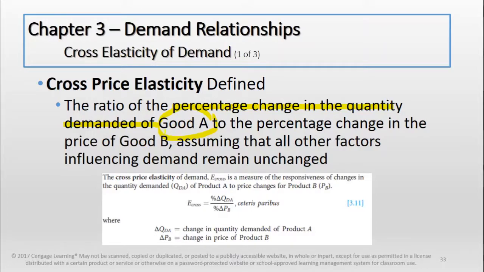Now, good A and good B can either be substitute products or complementary products. Of course, their elasticity will vary depending on whether they are substitutes or complements, right? So, again, this is just the formula: the percentage change in quantity demanded of product A divided by the percentage change in the price of product B. For example, let's say product A and B are substitute goods.